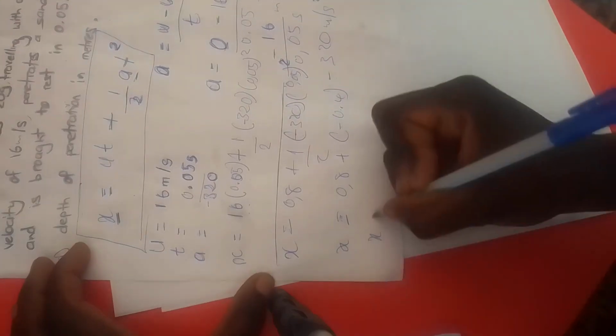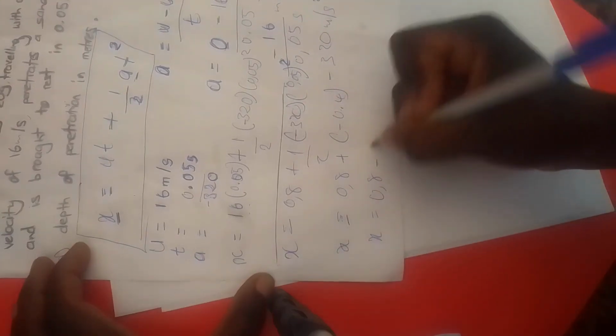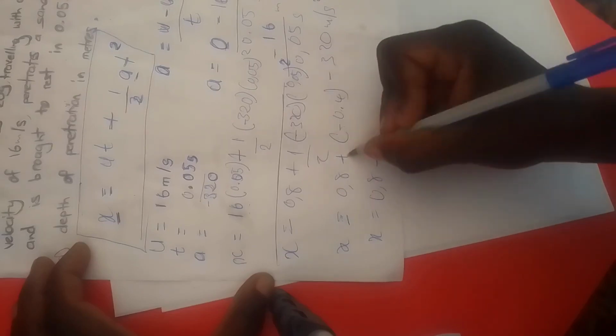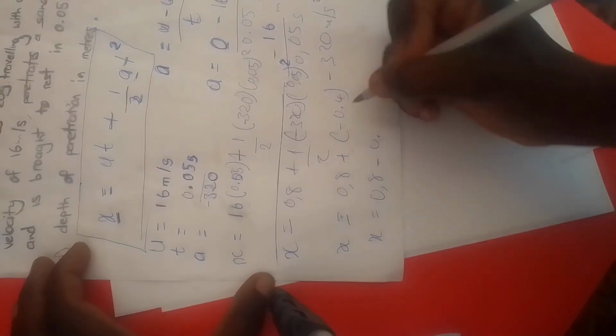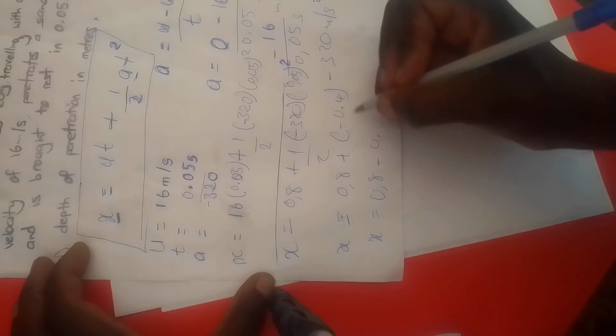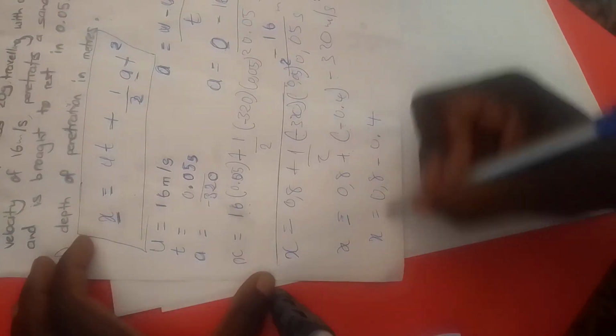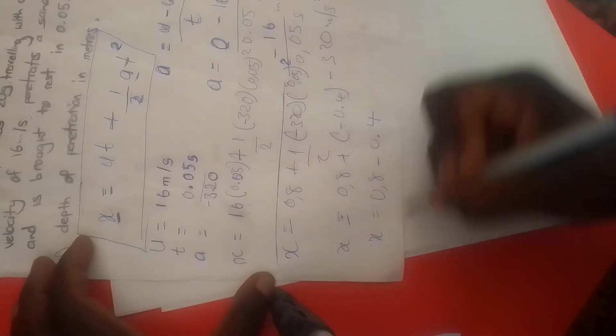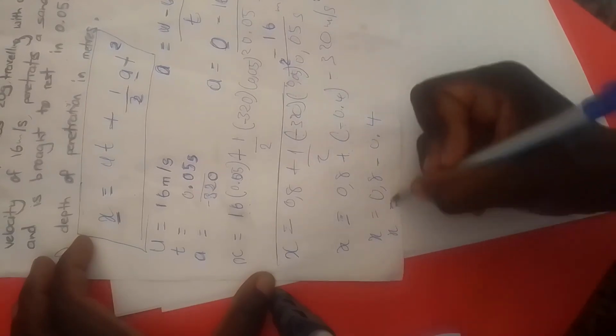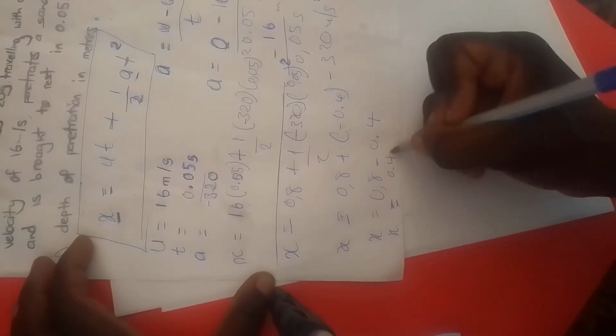Okay, so we are now simplifying. X is equal to 0.8 minus 0.4. A negative times a positive is going to be equal to a negative, so negative 0.4. Obviously, x is equal to 0.8 minus 0.4. X is equal to 0.4 meters. Distance is measured in meters. So which means the bullet penetrated 0.4 meters into the sandbag.